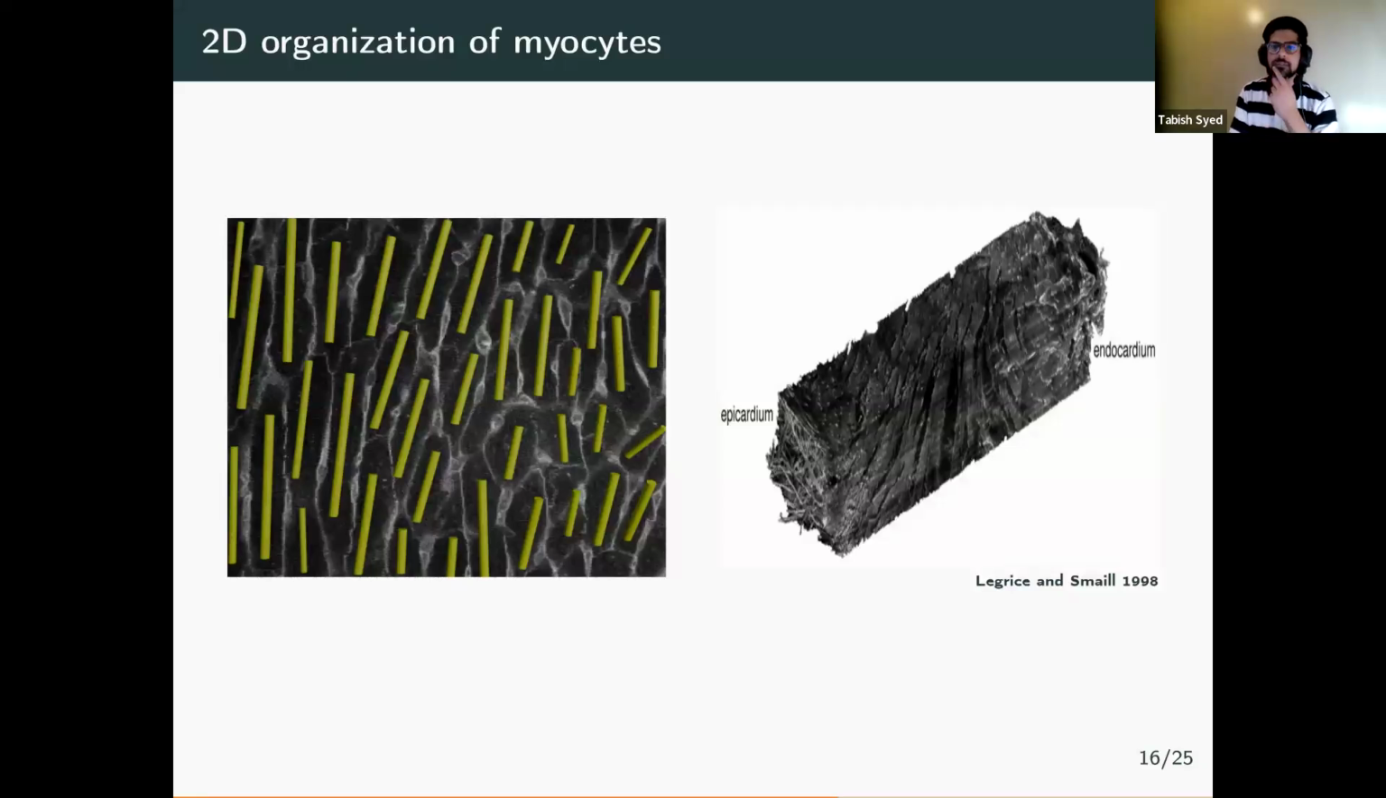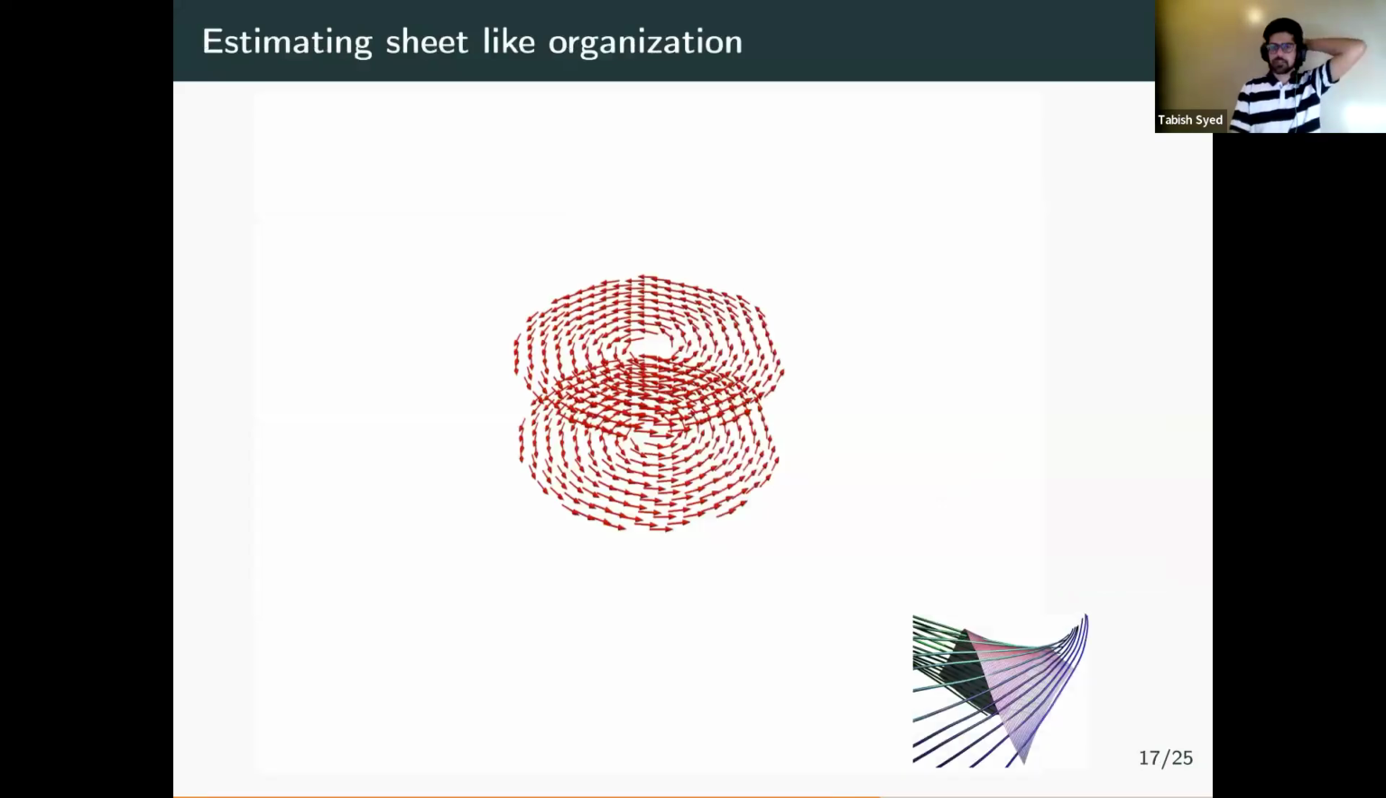So we wanted to quantify this: do these sheets exist, and how do you actually talk about them? And that is what we did. So let's formulate this problem mathematically.